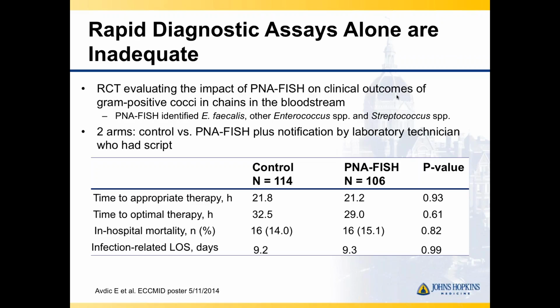One was PNA FISH plus notification by a laboratory technician who told them, you have a faecalis, it's 99% susceptible to ampicillin, and kind of ended there. Or told them that they have enterococcus and most likely it's going to be VRE. And then basically there were no other suggestions in therapy.